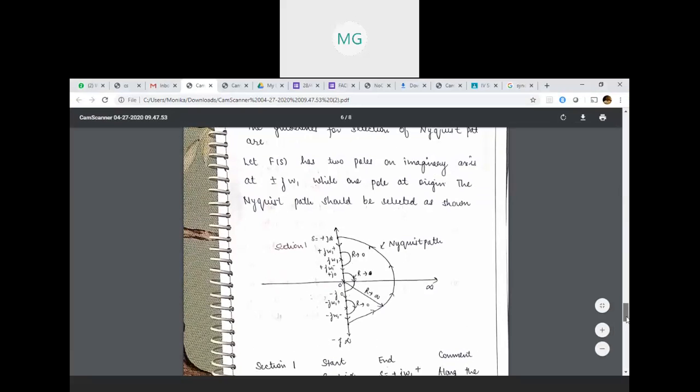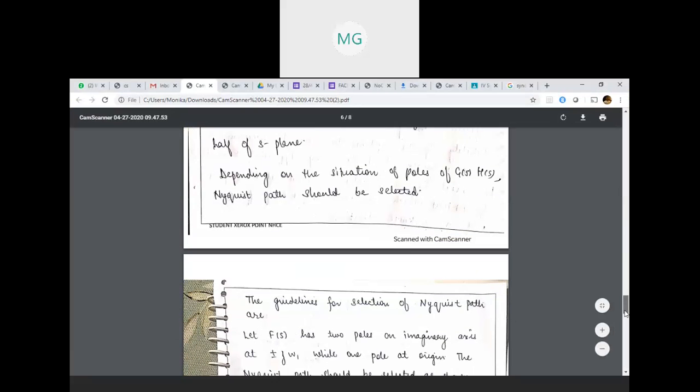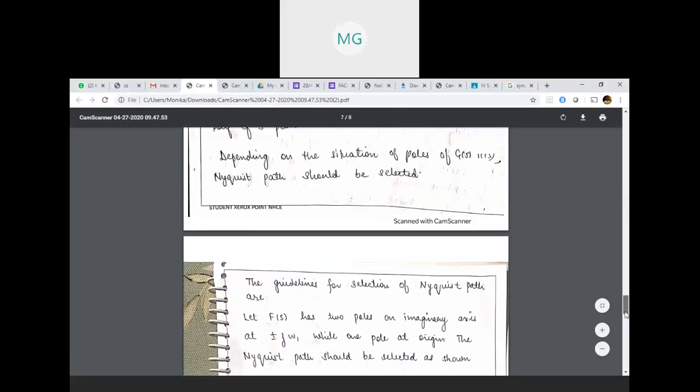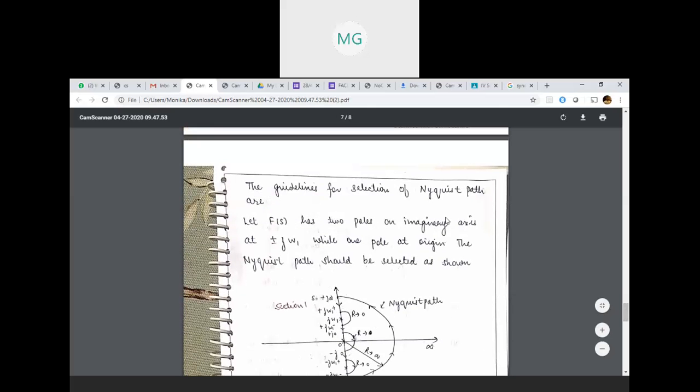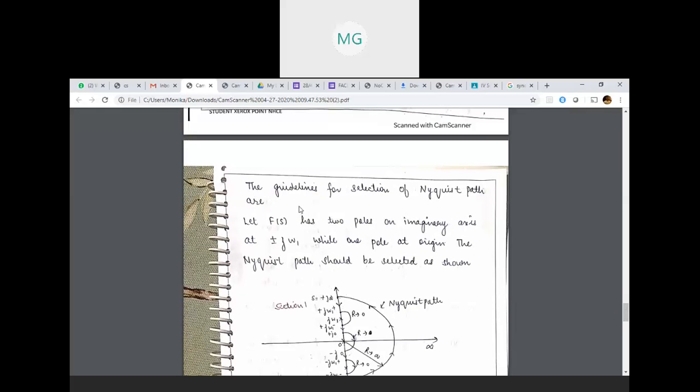Now let us take one example to understand it, okay? Depending on the situation of the poles, the Nyquist path should be selected. This you have understood. Now there are some guidelines for selection of the Nyquist path. So first let us understand the guidelines, then we'll take one example. Is that clear?